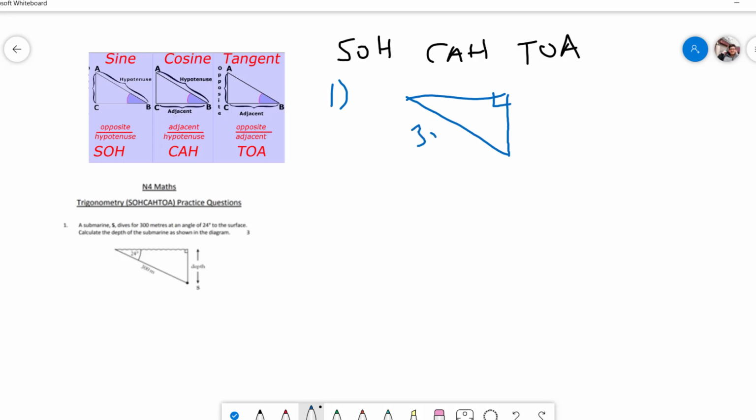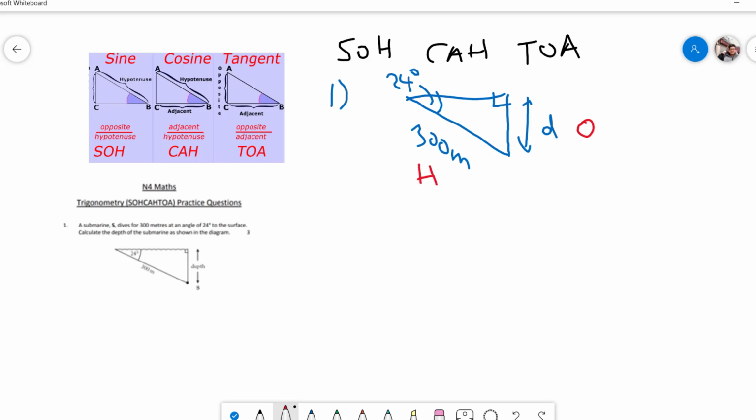This side is 300 meters. This is the side we're looking for, the length of that side, and we're given that the angle is 24 degrees. I'm going to label in red what we have, so it's clear to see. The side opposite the angle that we're given is the opposite, meaning that D, the length of the side we're trying to find, is the opposite, and we're given the hypotenuse, which is the longest side in the triangle, which is here.